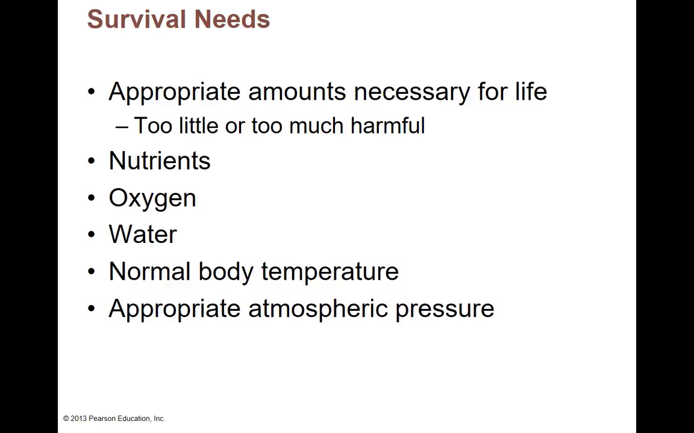So we need the appropriate amount of nutrients, eating healthy. We need the appropriate amount of oxygen. If you have too little, you won't live. Even too much can start to do bad things to various organ systems. You need the appropriate amount of water. Too much water is bad for you, because you're flushing out too many ions. We need the appropriate body temperature and atmospheric pressure. We need the appropriate atmospheric pressure for us to breathe correctly, and that's all part of the respiratory system.